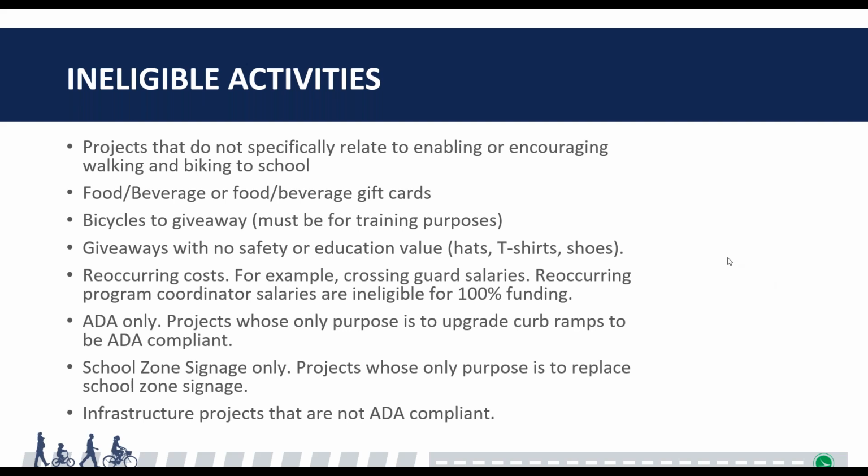We don't provide funding for food or beverages or food or beverage gift cards. We don't provide funding for bicycles that are going to be given away to people. We don't fund giveaways that have no safety or educational value. We are unable to provide reimbursement for reoccurring costs. So some examples of this are ongoing funding for programs that are the same each year. For example, like paying for crossing guard salaries is something that we couldn't do. Reoccurring program coordinator salaries could not continue to be funded at 100% if they're going to be delivering the same amount of the same programs to the same schools.